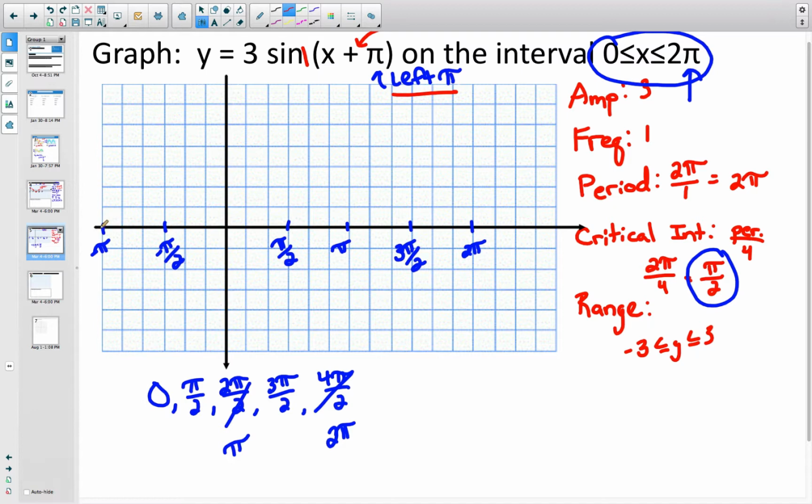This is a sine curve, so it will start at the midline, which happens to be 0. Then our next point is going to go up. Then our next point is going to go down. Then down to the minimum, back to the midline, up to the max, and back to the midline.